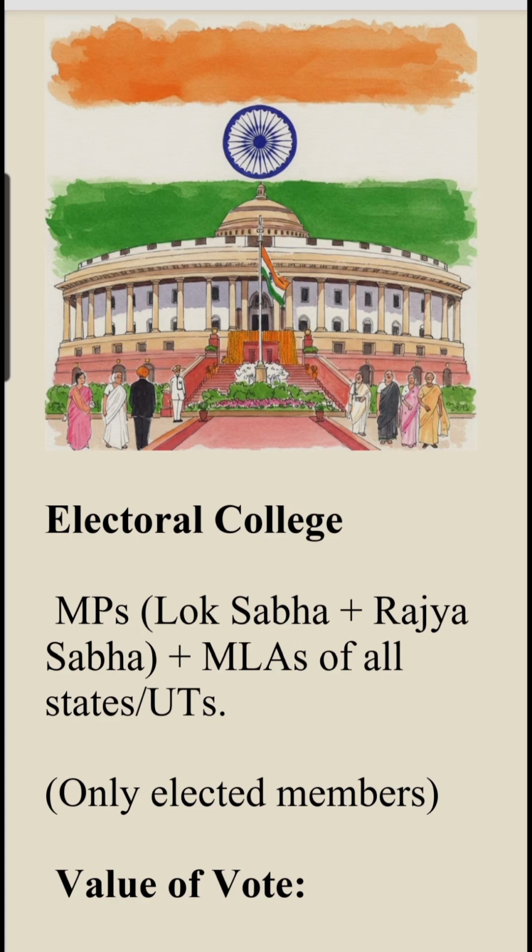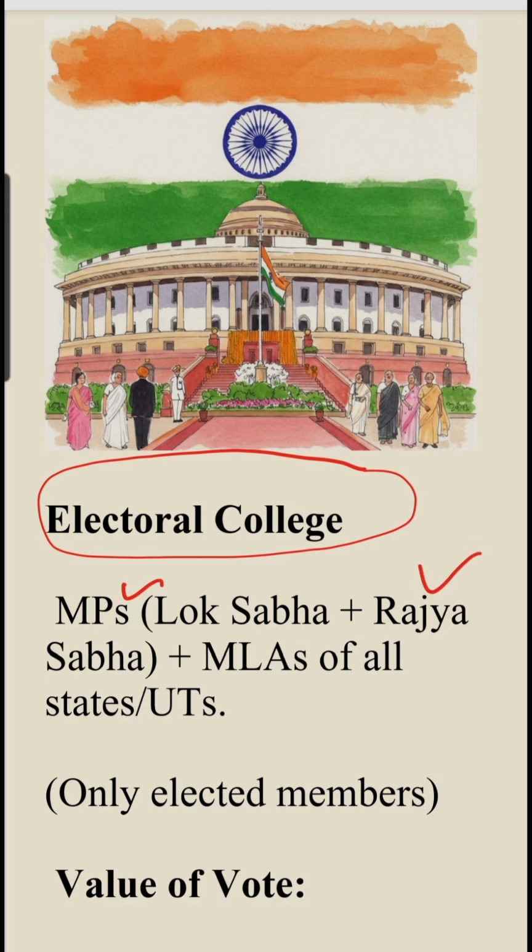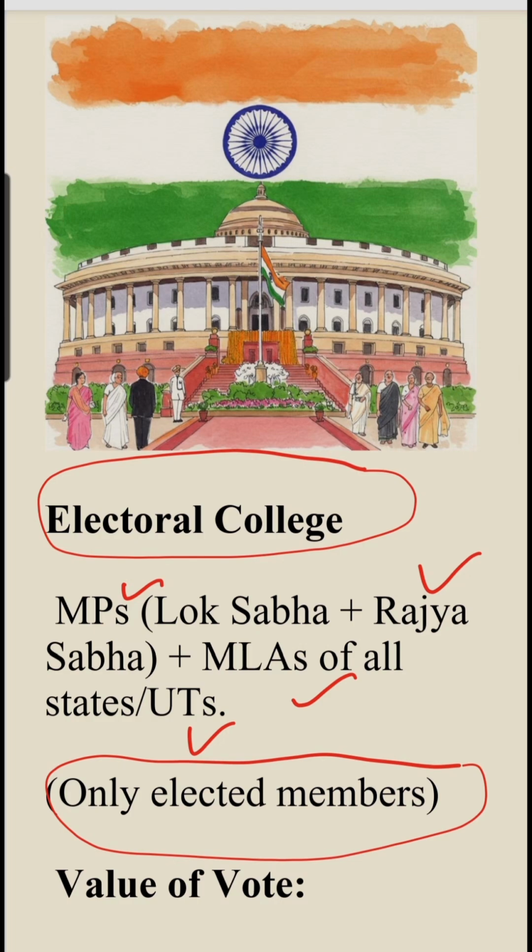To elect the President of India, an Electoral College is formed. And this Electoral College is formed of all elected members of Parliament of Lok Sabha, all elected members of Rajya Sabha, and all elected members of state legislative assemblies and UTs. Only elected members, not nominated members. To take part in presidential elections, all elected MPs of Lok Sabha, all elected MPs of Rajya Sabha, and all elected MLAs of all the states and UTs take part.